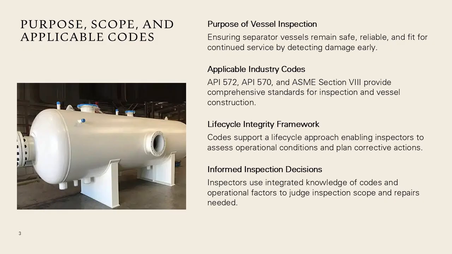ASME Section 8 provides the original construction rules for pressure vessels, defining design pressure, temperature limits, allowable stresses, joint efficiencies, and fabrication requirements that inspectors must understand when assessing in-service conditions. Together, these codes form a comprehensive framework that supports a life-cycle approach to vessel integrity. Inspectors are expected to understand not only what to inspect, but also why specific requirements exist and how operational conditions influence degradation. This integrated understanding enables inspectors to make informed judgments regarding inspection scope, acceptance criteria, remaining life, and the need for repairs or further engineering assessment.